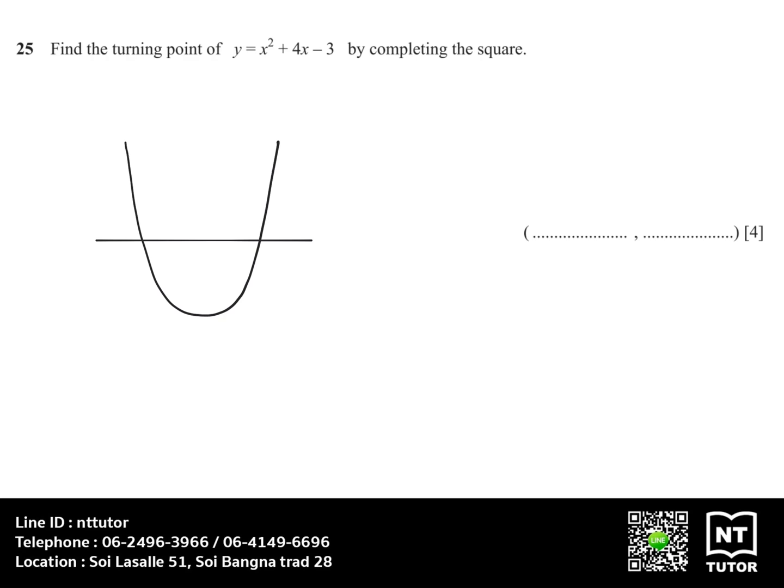So the graph in this question starts with an x squared, or the highest power of x is 2. So we know that it must look like something like this. And since the coefficient of x squared is positive, we know that it opens upwards like this. And the turning point of this graph would be here. That's the same as the minimum point of the graph. And we can find the minimum point by completing the square.